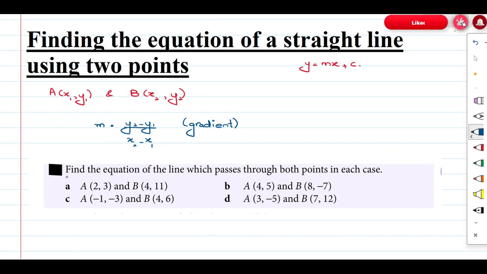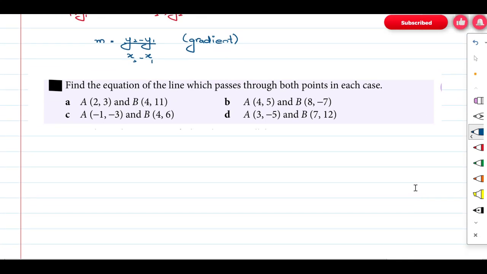The example is: find the equation of a straight line which passes through both points in each case. So now we need to figure out the equation of a straight line when the line passes through the points A and B. Let me start with part A. In part A, point A is (2, 3) and point B is (4, 11). How do we figure out the equation of a straight line with the help of these 2 points?